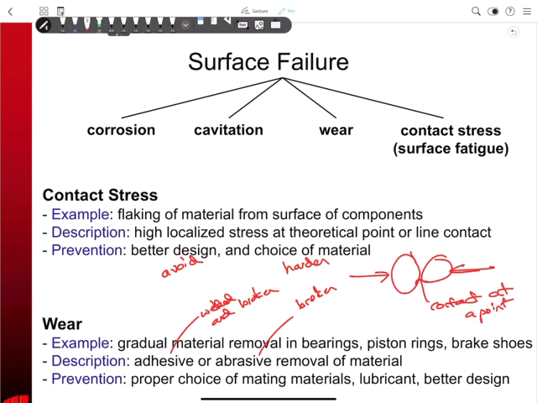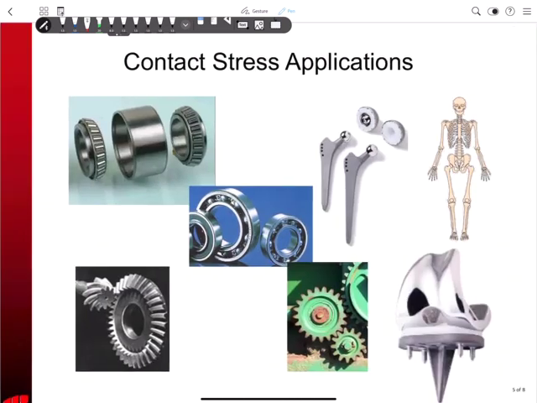That's adhesive removal of material. And then abrasive is where they just rub on each other and break little chunks off, right? Lubrication, oil. That's why you have oil in your car. Use materials that can be very, very smooth or that are very slippery, and just avoid that kind of stuff.